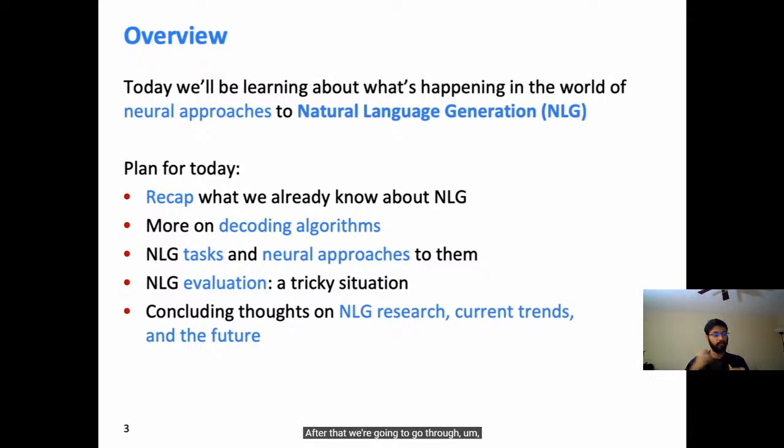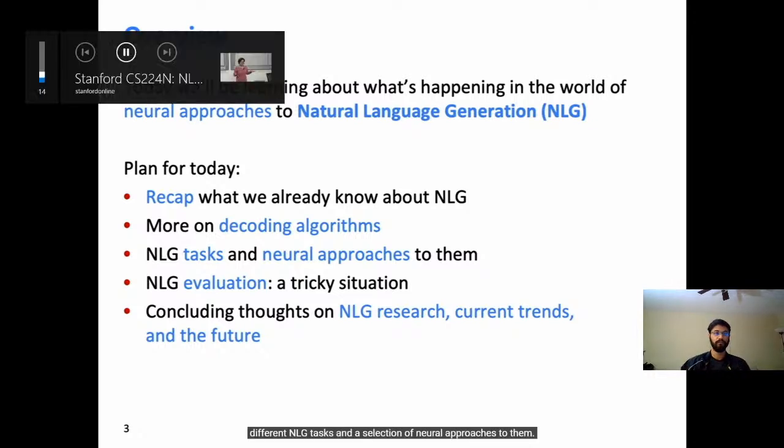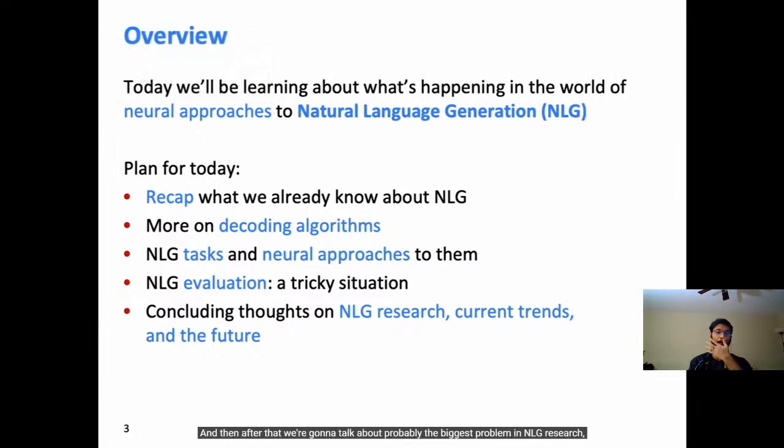After that, we're going to go through a pretty quick tour of lots of different NLG tasks and a selection of neural approaches to them. And then after that, we're going to talk about probably the biggest problem in NLG research, which is NLG evaluation and why it is such a tricky situation. And then lastly, we're going to have some concluding thoughts on NLG research, what are the current trends, and where are we going in the future.